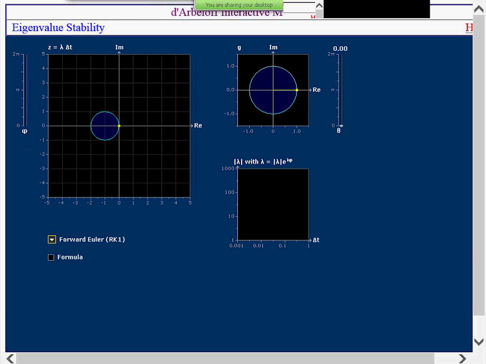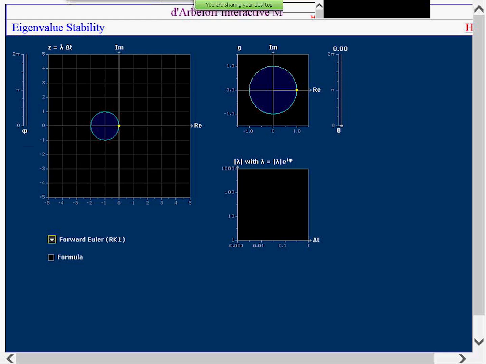If my lambda is here, can forward Euler be stable? No. We still have delta t, right? What if lambda is here, and you make delta t equal to 0.1? Then lambda times delta t would shrink way over to here, into the stability region. And we are fine, right?